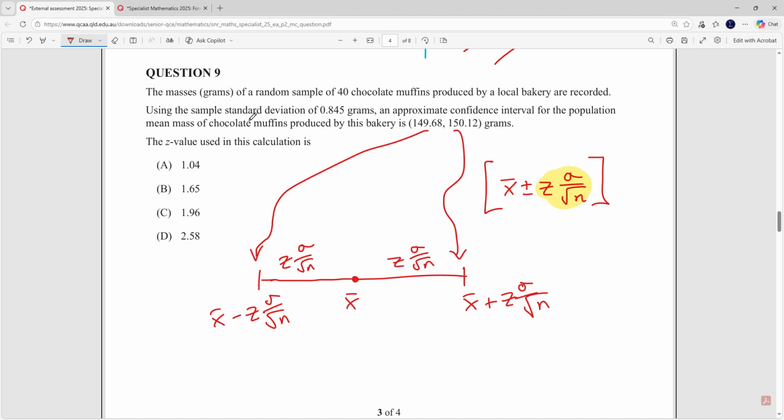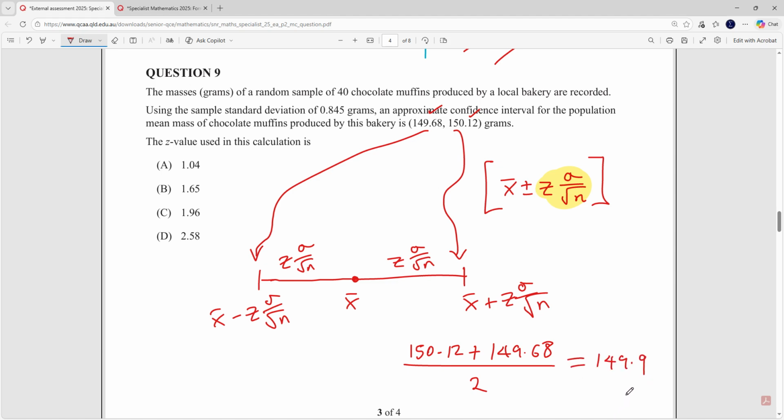Now this wording here can be a bit confusing. They've said using the sample standard deviation of this. Well, what does that actually mean? Is that the actual length or is that the standard deviation? Because it can be understood either way. So what I would do first is work out the average to better understand this question. You add these numbers together and divide by 2 to find the midway point, which is your mean. So I would add 150.12 and 149.68 together and divide by 2. This gives you 149.9.